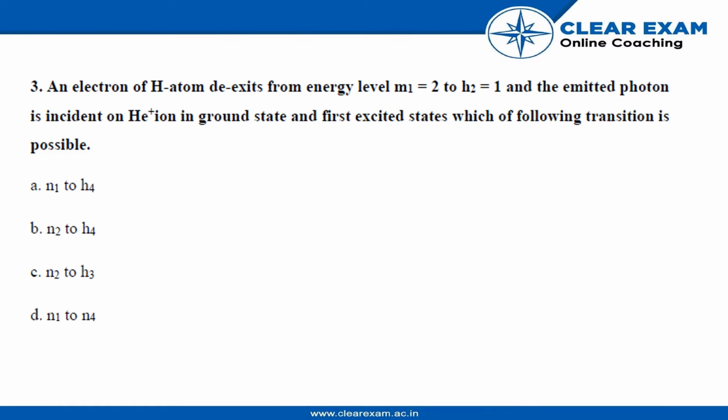So question 3: an electron of H atom de-excites from energy level n1 equals 2 to n2 equals 1, and the emitted photon is incident on the He plus ion in ground state and first excited state. Which of the following transitions is possible? So let's see the solution.